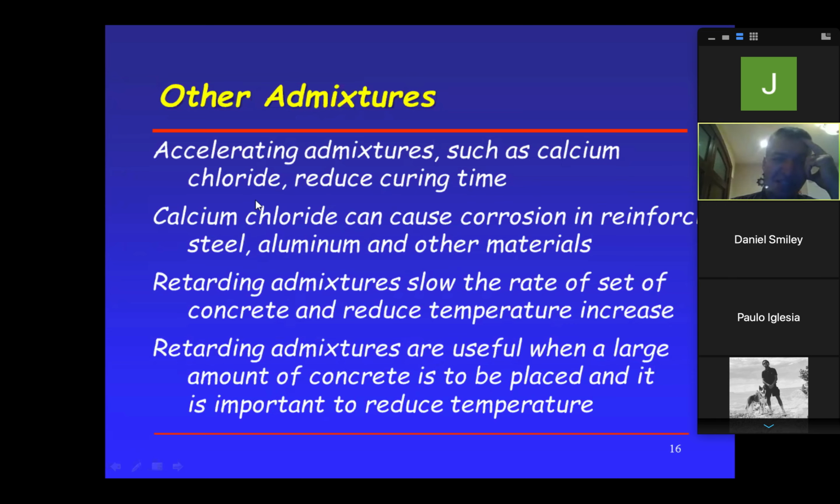Retarding. Now, accelerating is increasing. Retarding is slowing down. Retarding admixtures slow the rate of set of concrete and reduce temperature increase. Sometimes we don't want the concrete to cure quickly. We want it to take its time. What's a good example of that? I've seen it so many times on the jobs.